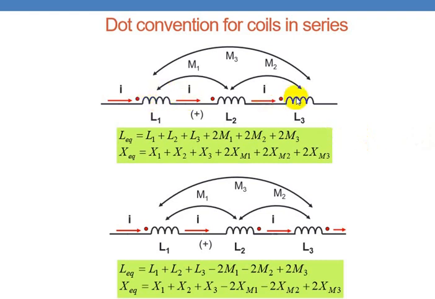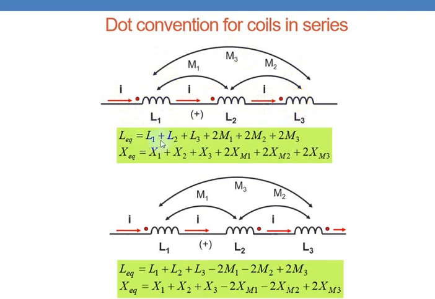So here there are three coils. These two coils are mutually coupled, and likewise 2 and 3 are mutually coupled, and likewise 3 and 1 are mutually coupled. So there are mutual inductances here. M1 is the mutual inductance between 1 and 2, M2 between 2 and 3, and M3 is between 3 and 1. Current I is flowing. Here current is entering the dotted terminal. In this case also current is entering into the dotted terminal. In this case also current is entering into the dotted terminal.